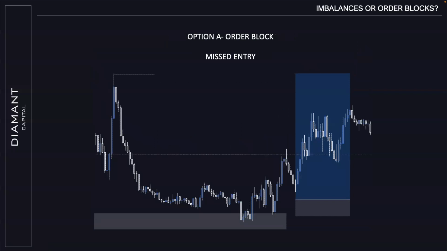Now, I'm just going to give the scenario of what happened with both of the trades. Option A, if we had waited for that order block, this is what would have happened. Let's just say we were waiting for that take profit to be at this high over here. We would not have been entered at all. As you can see, price just completely went upwards.